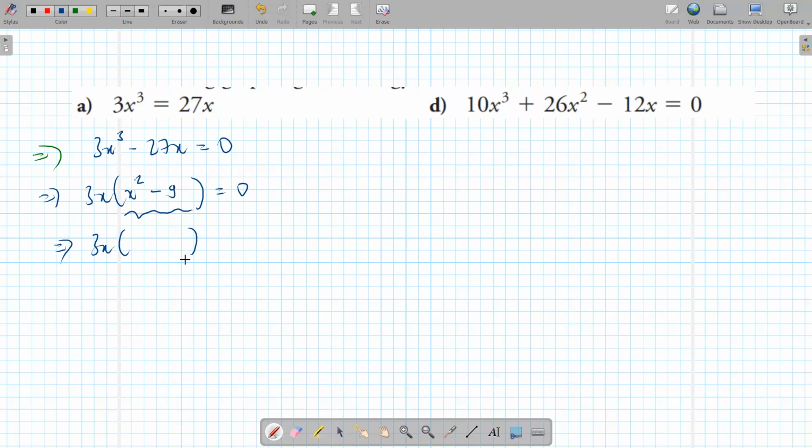X minus 3. Yes. And then X plus 3. So where are the zeros? Three and negative 3. That's right. 3 and negative 3. There's one more though. It's hiding. 0. Yes.